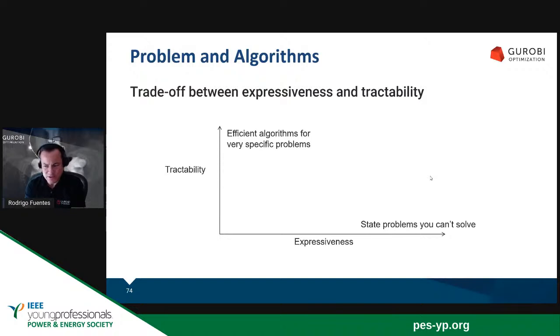So expressiveness is the amount of detail that I can provide in a problem. And tractability is how easy it is to solve the problem. It's basically what is the computational complexity of an algorithm to solve a particular problem, if we know of algorithms to do that. So let's put some context into this.